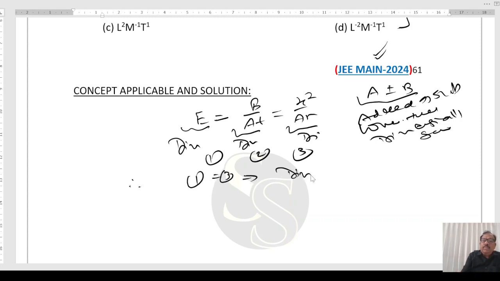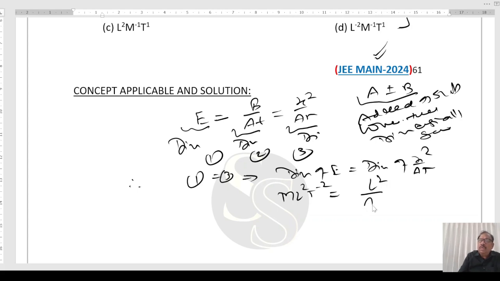Dimension of E equal to dimension of X square upon AT. This comes out to be mL2T minus 2. Energy is work: force into distance, mL2T minus 2 into L. This comes out to be L2 upon AT. So the dimension of A, after simplifying, will be m minus 1 T1. This is the dimension of A.